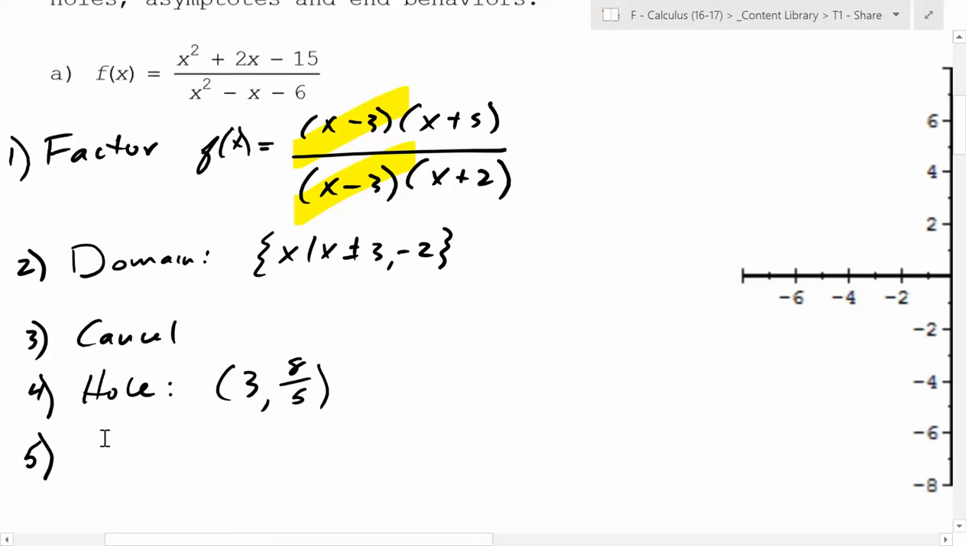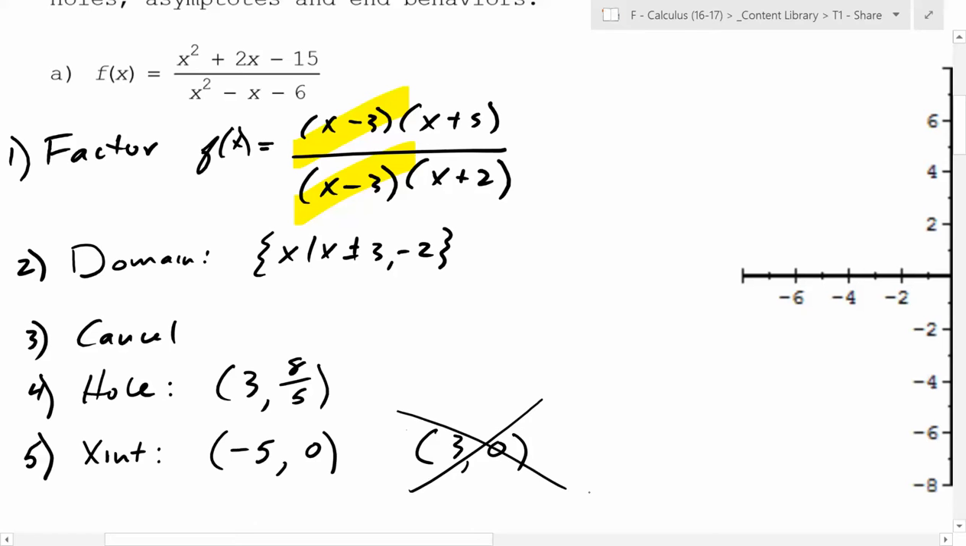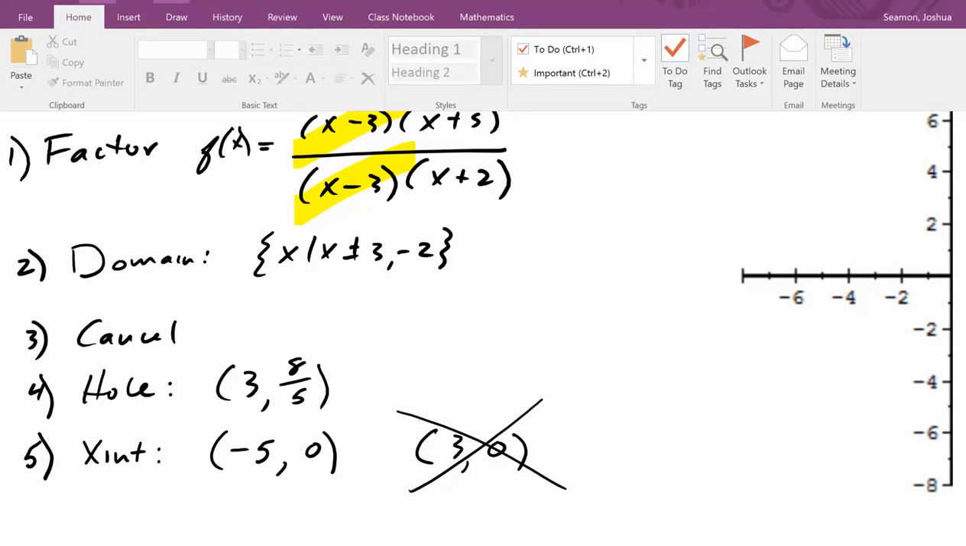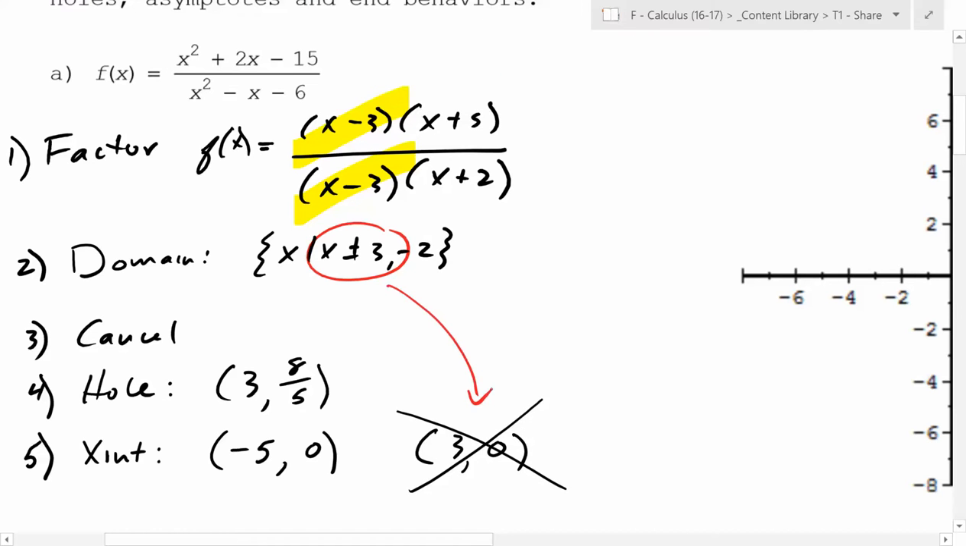So after you found a hole, what can you find now that you have it totally simplified? Junior, what could you find next? Intercepts. Sure, intercepts are fine. So if we do the x-intercepts, that's when the output is 0. So that's when this is 0. What's the only number you can plug in to make it 0? Negative what? That's the denominator. You want the numerator. Negative what? And why don't I say 3, 0? Why don't I say that one? It's the hole. It's not in the domain, right? You can't do that, right?